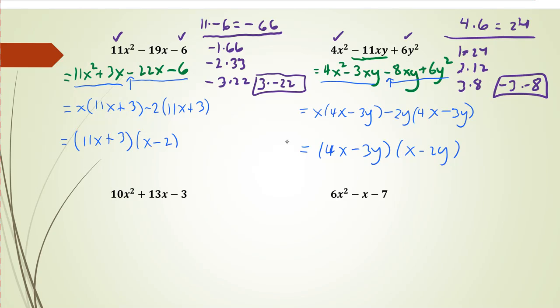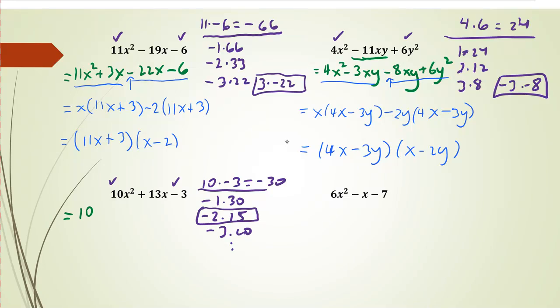Going to the second row, I'm going to take 10 times negative 3. 10 times negative 3 is negative 30, and that would be negative 1 and 30, negative 2 and 15, negative 3 and 10. I could go on, but I see right here that this adds to 13. So this is going to give me 10x squared minus 2x plus 15x minus 3.